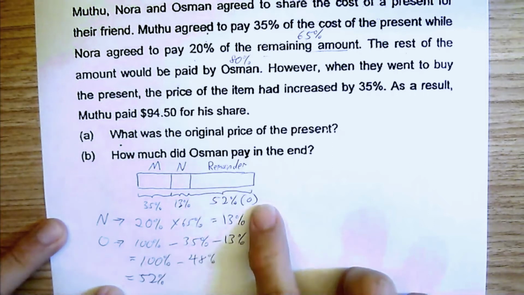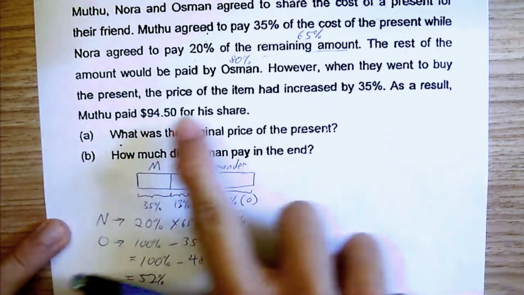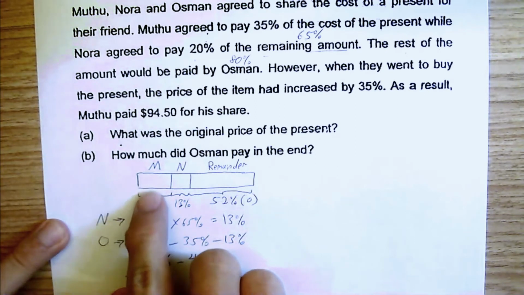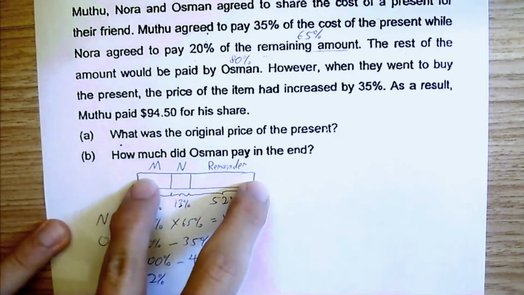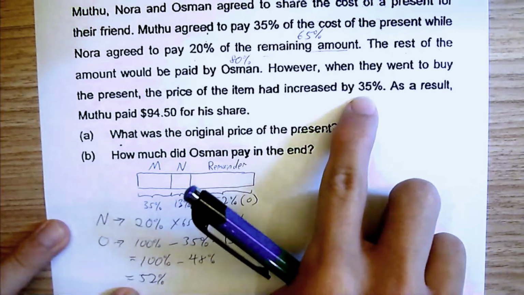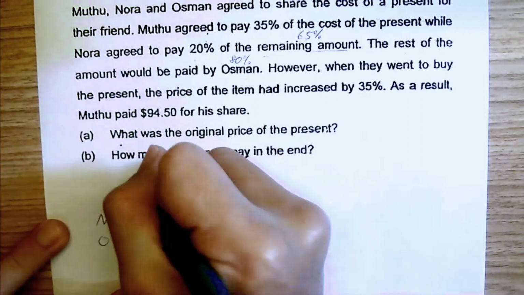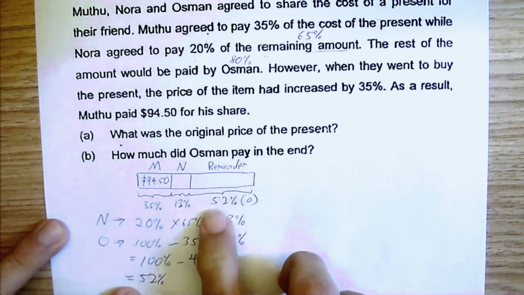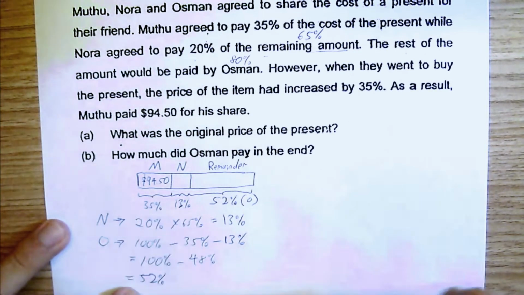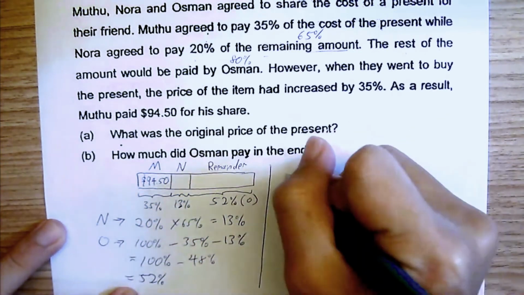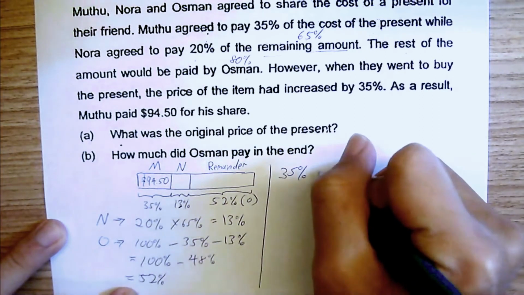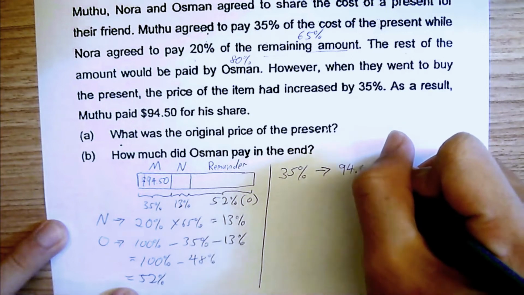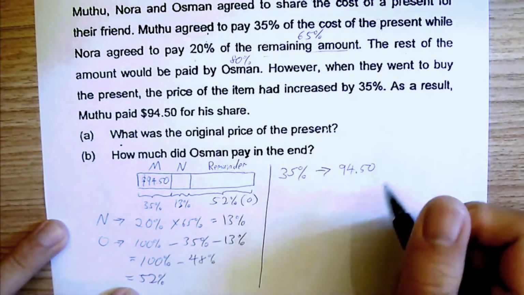Okay. Now, they said that Muthu paid $94.50 for his share, which means that this Muthu guy, right, 35% of the cost of the price after it has increased by 35%, Muthu paid $94.50. So this tells us that 35% of the cost of the item is $94.50. Now we can answer the first question.